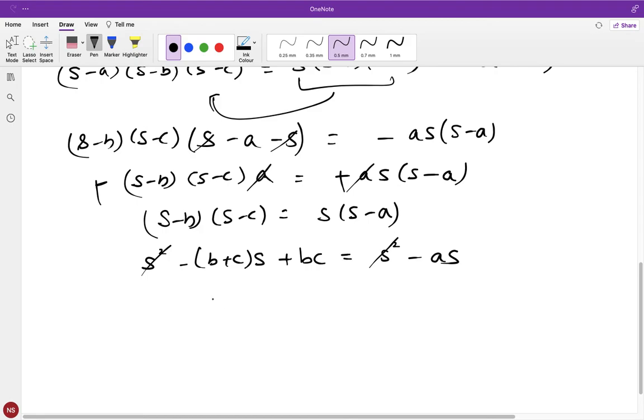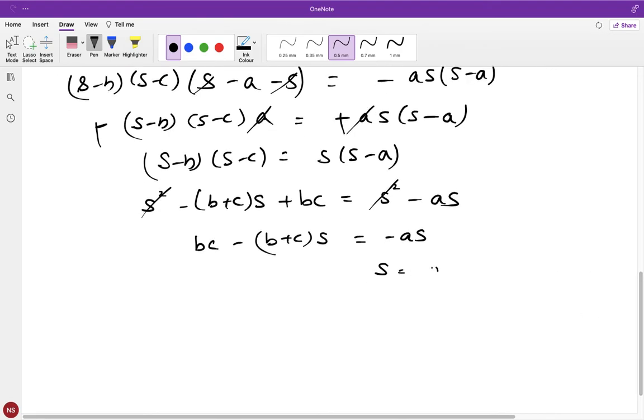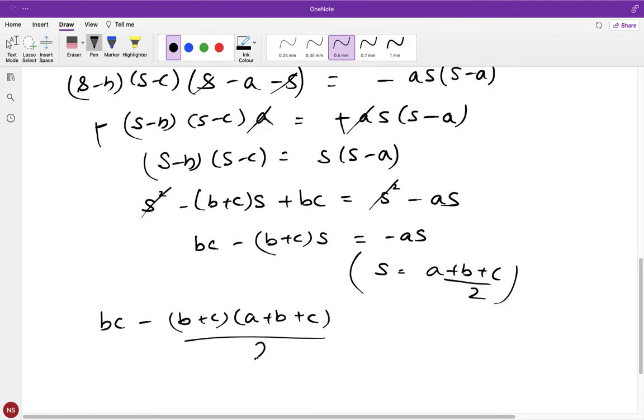So BC minus (B plus C)S is equal to minus AS. I would say now is the correct time to put in this formula in this question. Okay. So BC minus (B plus C) into (A plus B plus C) by 2. I will bring this over here as well, plus A into (A plus B plus C) by 2 is equal to 0.